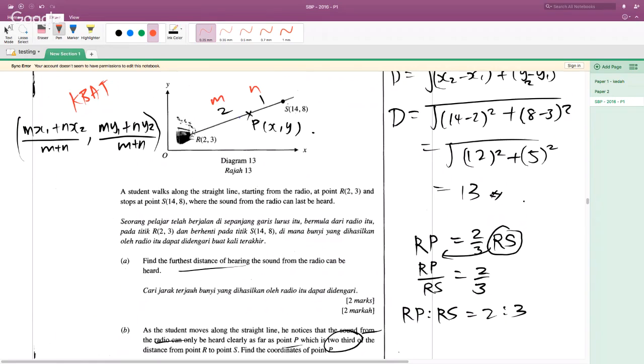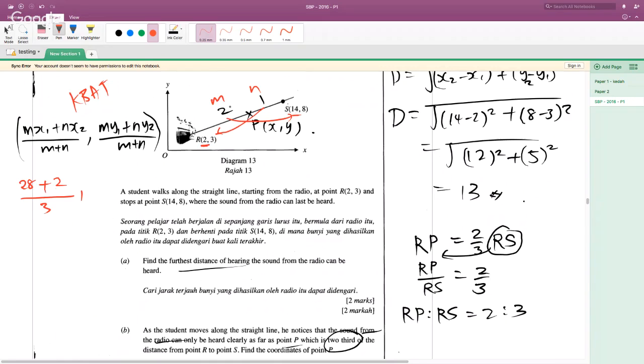And then the ratio always needs to multiply the further value. I mean, 2 has to multiply the further x, and 1 has to multiply the nearer x as well. So in this case, you cannot use the 1 to multiply the further one, which is wrong. So what I will do is I will use 2 to multiply 14, I get 28, plus I use 1 to multiply 2, which is just 2, over 1 plus 2, which is 3.